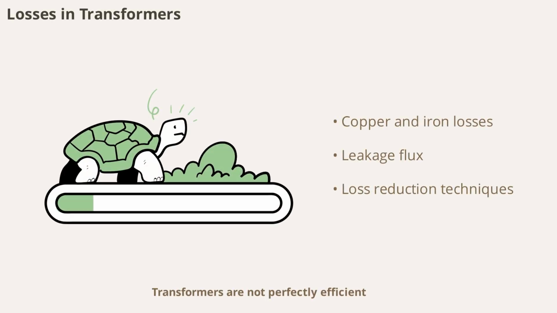Transformers are not perfectly efficient. They experience several types of losses. These include copper losses due to resistance in the coils, iron losses from alternating magnetic fields in the core, and leakage losses when some magnetic flux escapes the core. Engineers use special materials and designs to reduce these losses, such as laminated cores to minimize eddy currents and high-quality conductors to lower resistance.